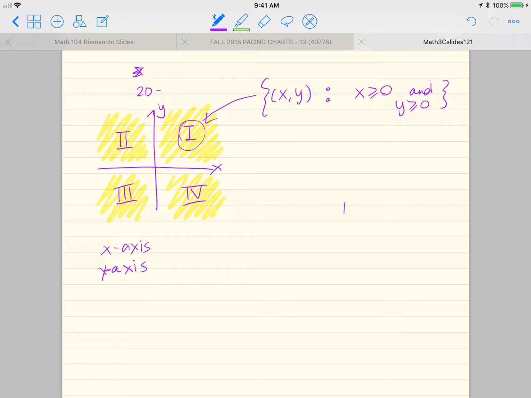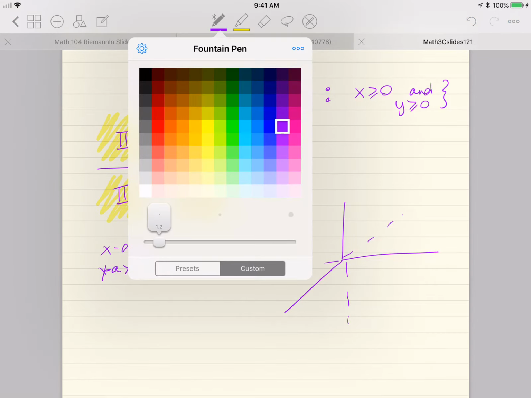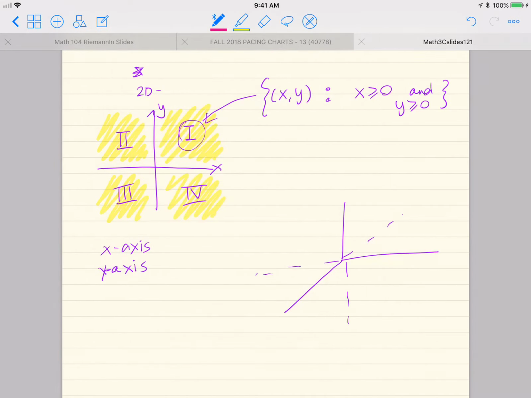Well, now we've got 8 different regions. Let me see how to kind of draw this. Okay, I think I'm going to try to do this. Imagine you've got this box here, then you've got this box back here.